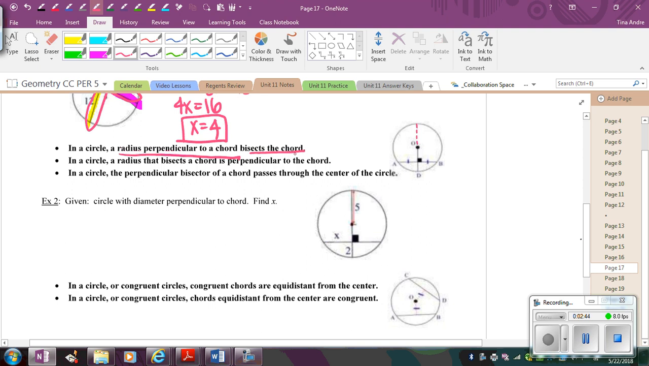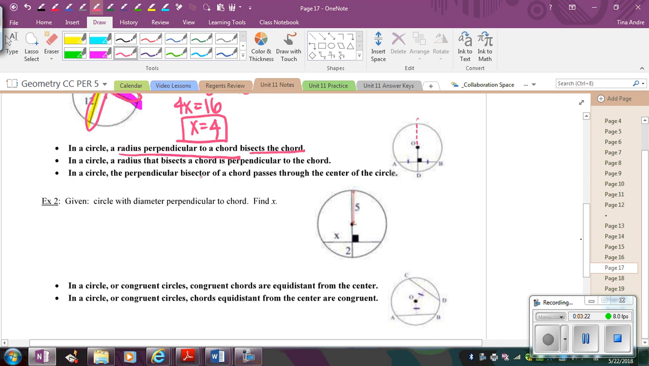If you have a radius that's bisecting the chord, so if I see the two congruent parts, then I know that it has to be perpendicular. That's basically the converse of this statement, going the opposite direction. And if you have a perpendicular bisector of a chord, then it has to be a radius or a diameter. So if I see these two segments intersecting, and segment OD is a perpendicular bisector of AB, meaning it's going through the midpoint and it's perpendicular, that means point O must be the center, OD must be a radius, and this entire thing must be a diameter.